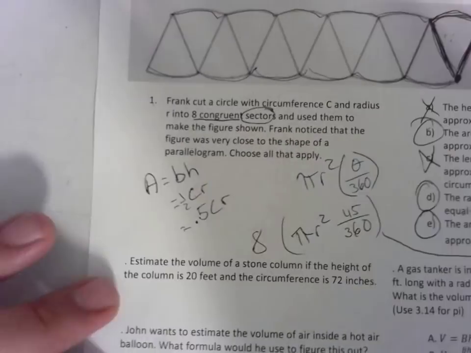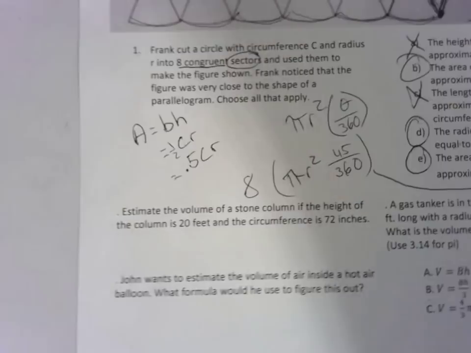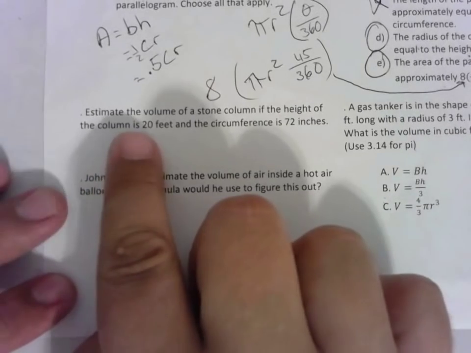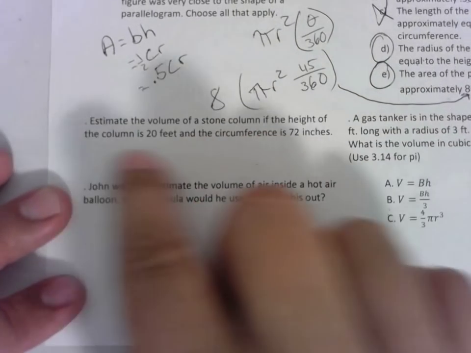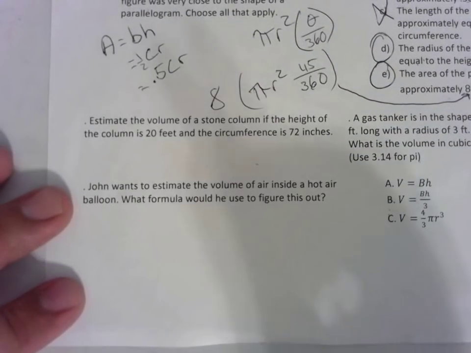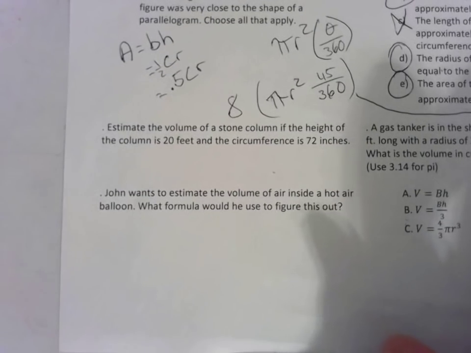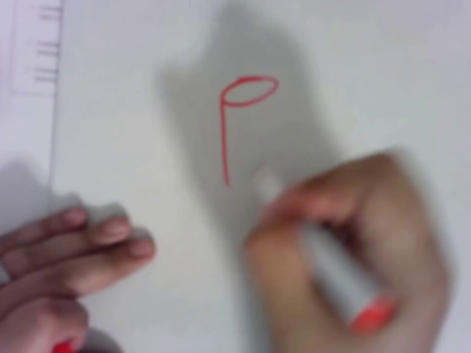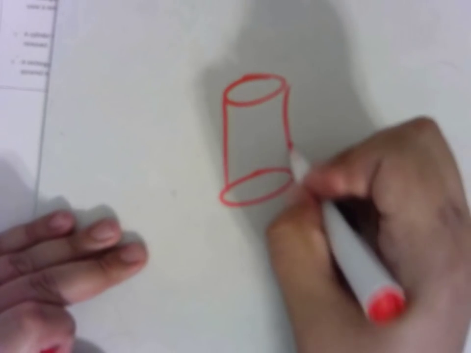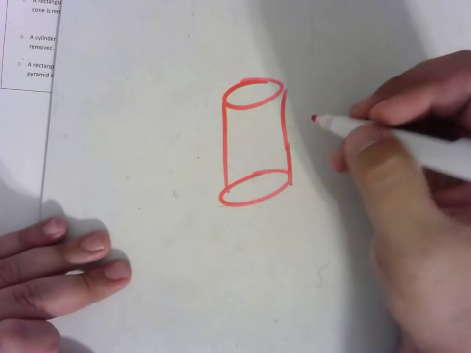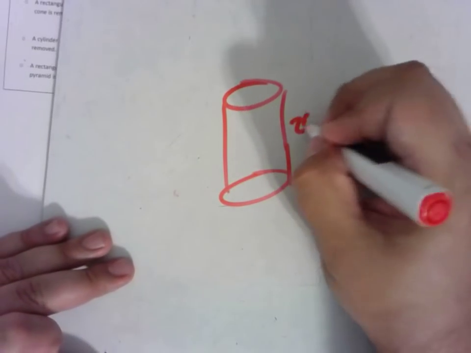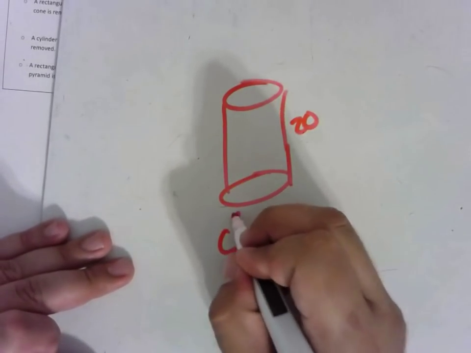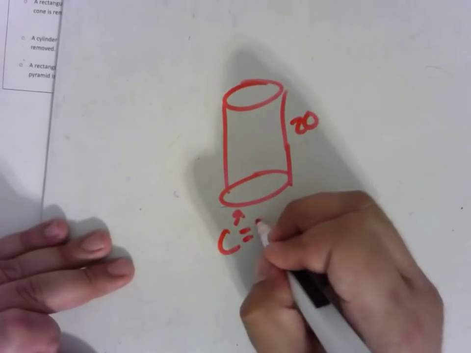What are we going to estimate? The volume of a stone column if the height of the column is 20 feet and the circumference is 72. Let's go back to the board. Stone column. What is that? It's a cylinder. There you go. So the height is 20. They told you the circumference of the base is 72.